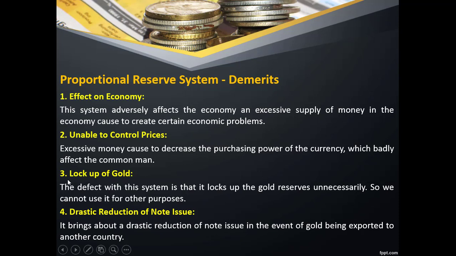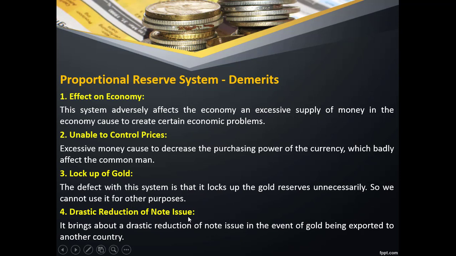The third demerit, lockup of gold. The defect with this system is that it locks up the gold unnecessarily. Look, 30% and 40% gold is locked up with the government. Again, that locked up gold can be used for many other purposes.